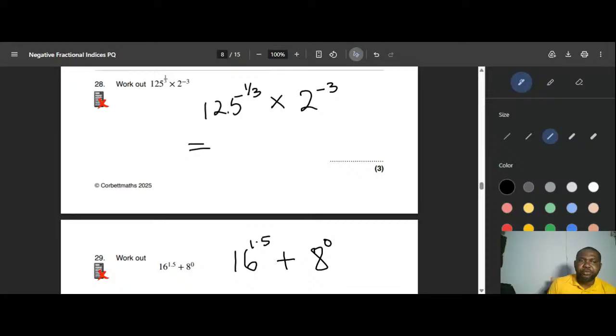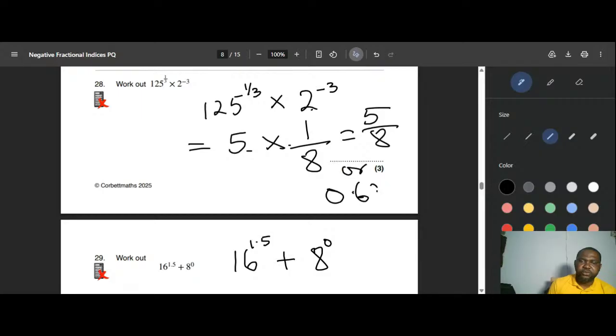This one means cube root of 125. That's 5. Times 2 raised to power minus 3 means 1 over 8. Negative power means 1 over 2 raised to power 3, which is 8. 5 times 1 over 8 is 5 over 8, or 0.625.